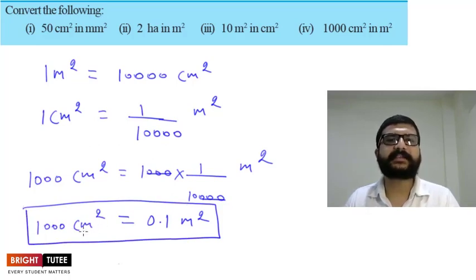Here we know centimeter is a smaller unit than meter. So more units of square centimeters are converted to fewer units of square meters.